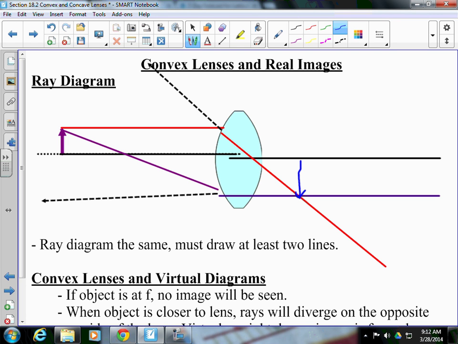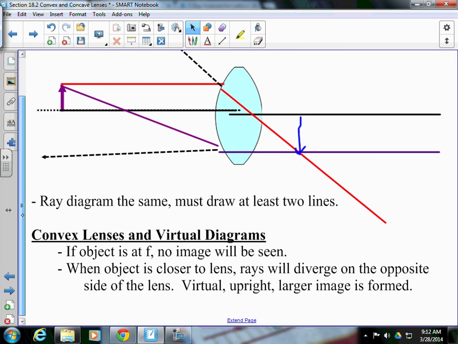Same thing, we're using the mirror principles, except remember with lenses, the light travels through the lens. So this is an example of a real image. It's on the back side of the lens because light is traveling through. So that's kind of an example.